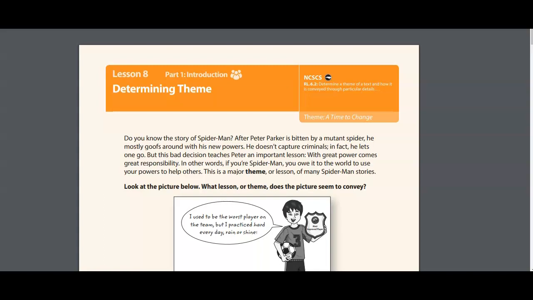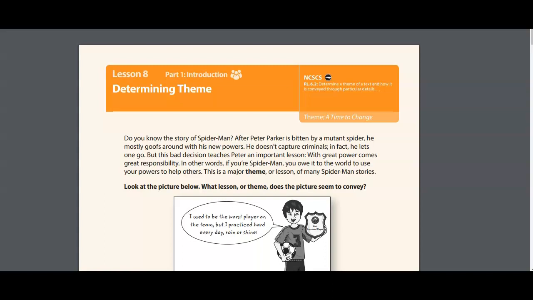Hi, friends. It's me again, Miss Jones, and we are still working on how to determine the theme of a text. Let's review the definition of a theme.